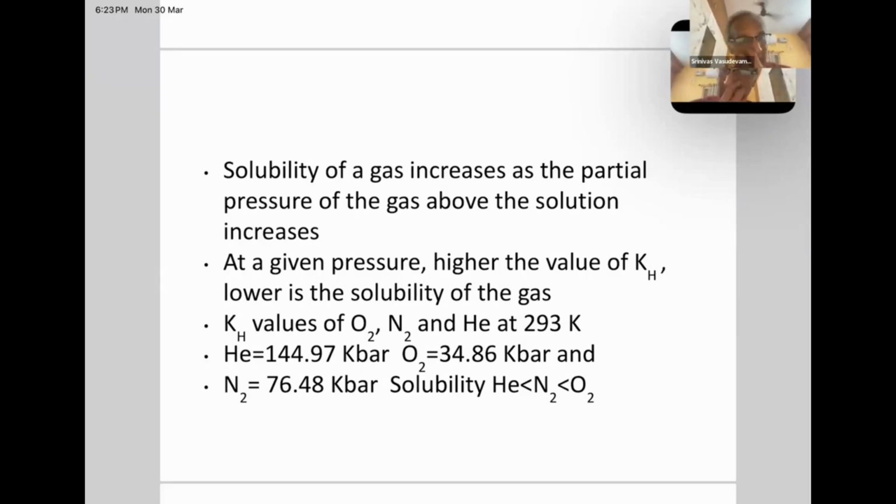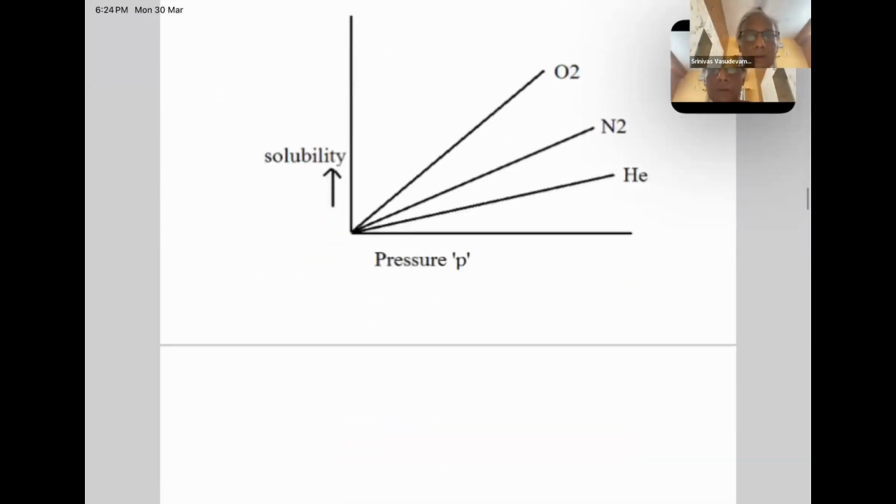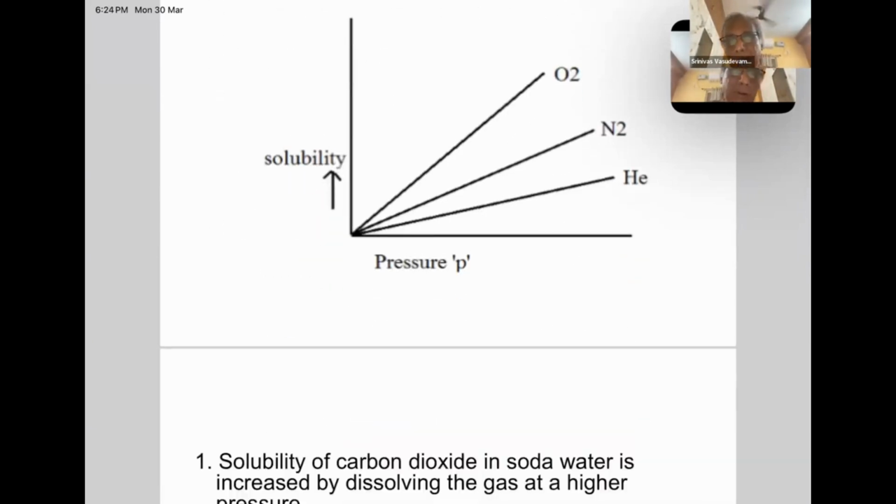Sometimes they'll give you the KH values and ask you to compare the solubility. A one-word multiple choice question we can get here. They give the values and then give solubility of helium less than nitrogen less than oxygen, and they give different combinations. You have to find out which is correct here. There's a graph of solubility versus partial pressure. Here you can see helium has minimum solubility, then nitrogen higher solubility, oxygen still higher solubility. Again, solubility increases as the partial pressure increases.